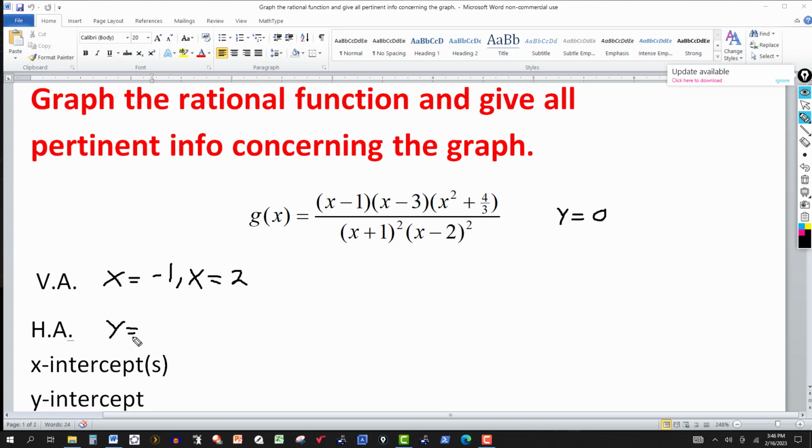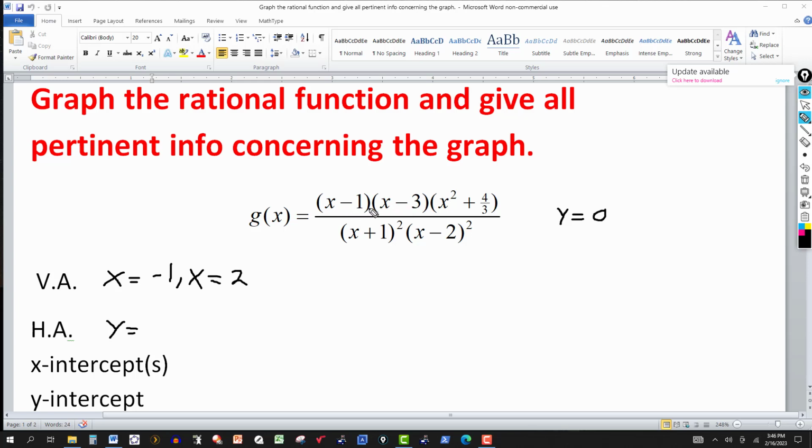You might not have any in some of these functions. You might have an oblique or slanted asymptote, or you might have a horizontal. In this case, we have a horizontal, because if we look at the degree of the numerator, in this case, so if this is x times x, if you just look at the factors, what would be the highest degree term if you multiply this out? You don't have to multiply it out. Just look at what the lead term would be.